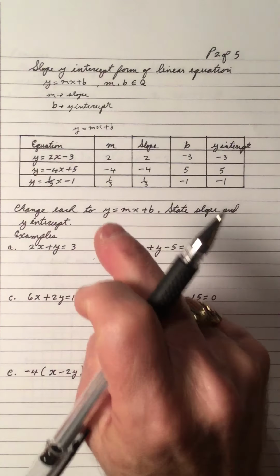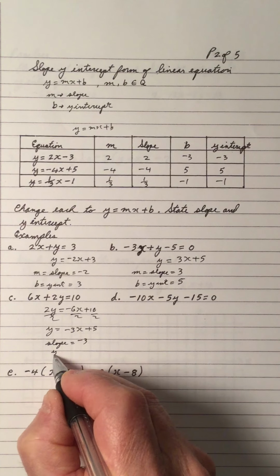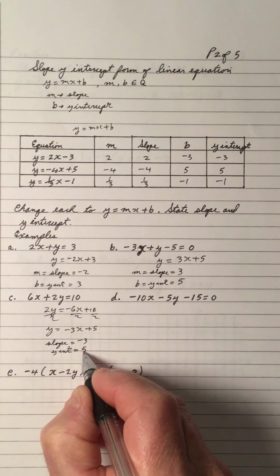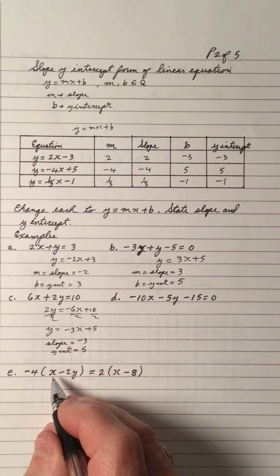C, 6x plus 2y equals 10. So 2y equals negative 6x plus 10. Again, y stays on the left, and the x and the constant number go to the right. And we divide each of these by 2. So 2 divided by 2 is 1. Negative 6 divided by 2 is negative 3, with an x. And 10 divided by 2 is 5. So the slope, I'll just say the slope this time, is negative 3, and the y-intercept is 5. Remember, m is the slope, b is the y-intercept.